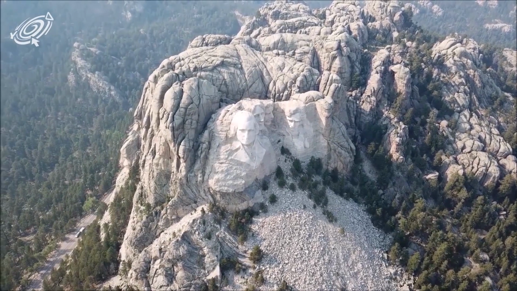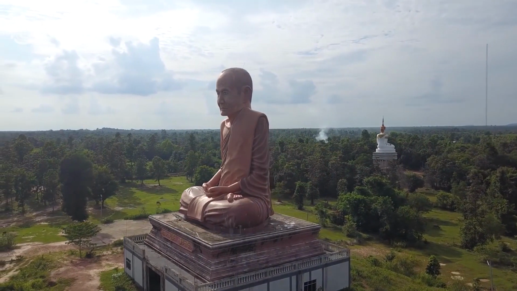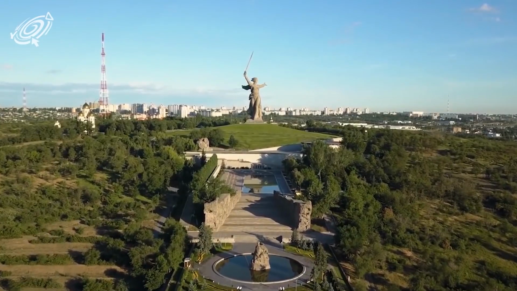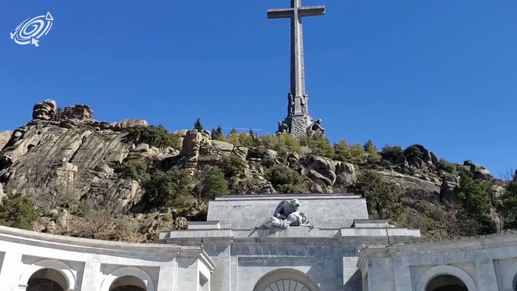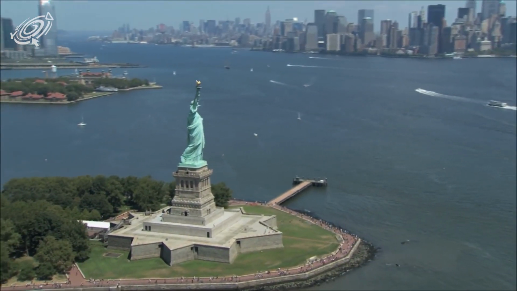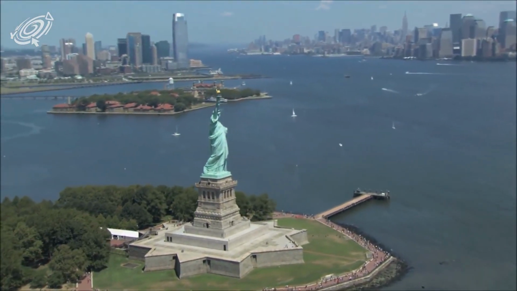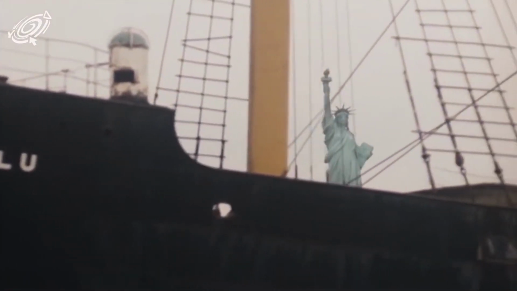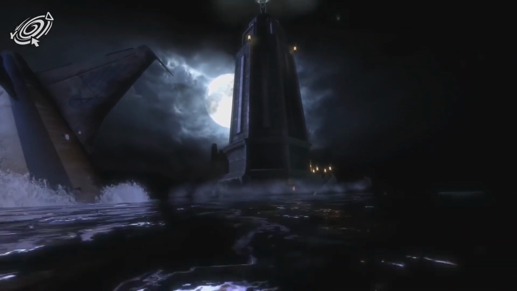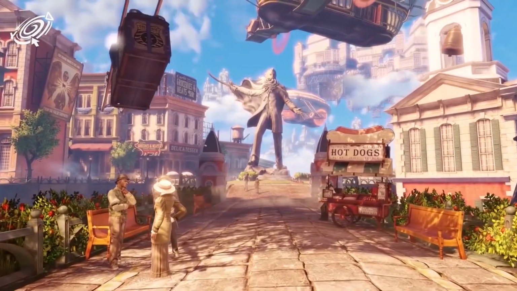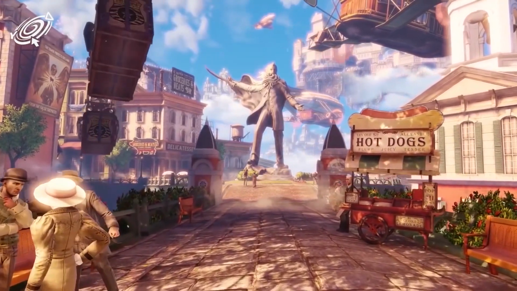Regimes erect visibly striking structures, often of massive scale and made of stone or concrete, which loom over the people and influence them on an unconscious level. Consider the Motherland Calls statue, the Cross of the Valley of the Fallen, or the Statue of Liberty. One can't help but stand in awe beneath them. Imagine the influence of the Statue of Liberty on the millions of immigrants sailing to Ellis Island in New York City. This is exactly the atmosphere that Andrew Ryan's bust and Comstock's statue are meant to impart on the player who enters the BioShock Infinite world for the first time.